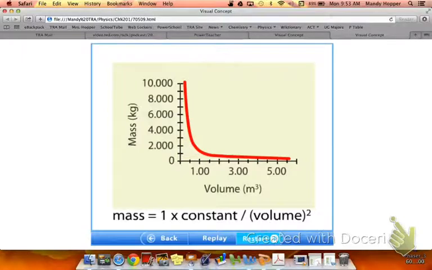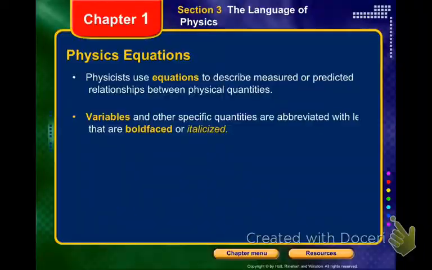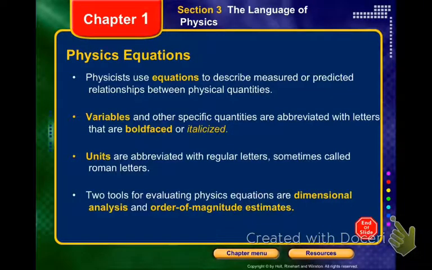This slide is not too important in the fact that it's talking about, if you were using the textbook, what would be boldface, what would be italicized. Even in here, variables can be boldface or italicized. Units, a lot of our units are going to be traditional letters, and then you'll be introduced to a lot of Roman letters as well. Dimensional analysis and order of magnitude estimates are just a couple of tools that we're going to use.